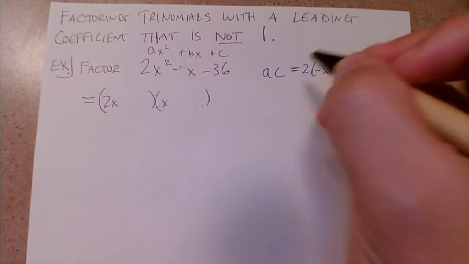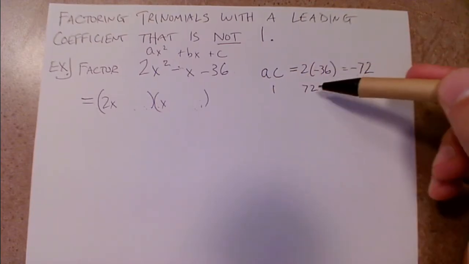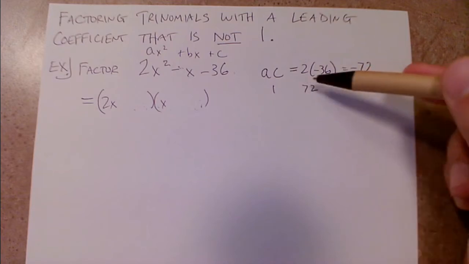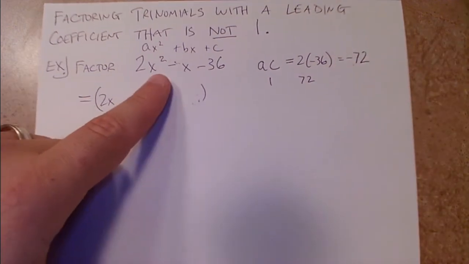That's the goal. And here's the thing, 1 and 72 aren't going to work. 1 plus 72 is 73, 1 minus 72 is negative 71. That's not going to work. There's no way it's going to give me a 1.